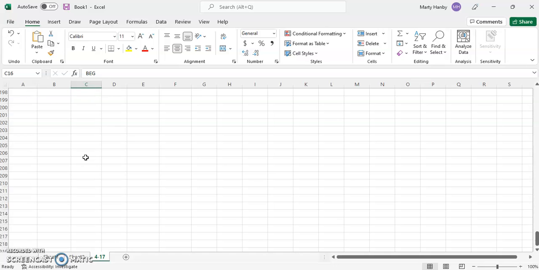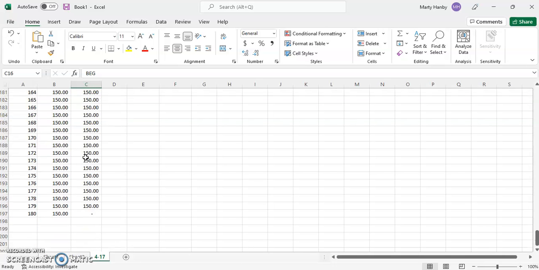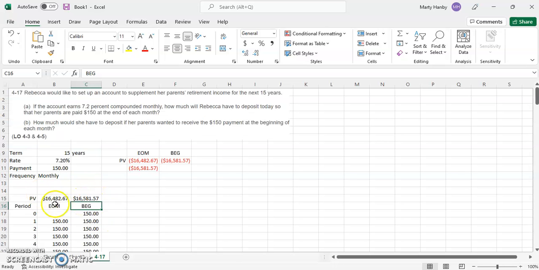The beginning of the month and the end of the month are basically the same thing. So the last payment in this case is 0. That's our calculation for end of month and beginning of month.